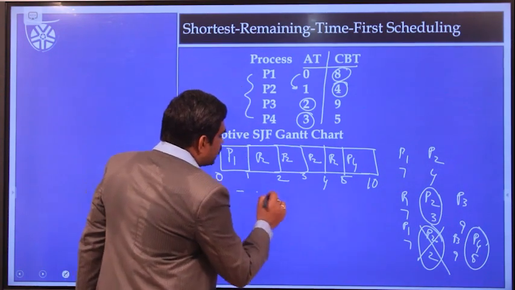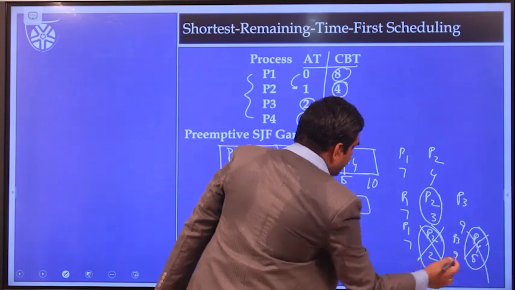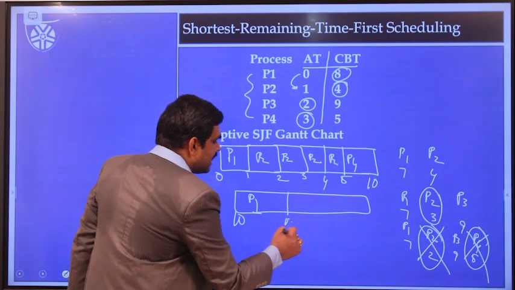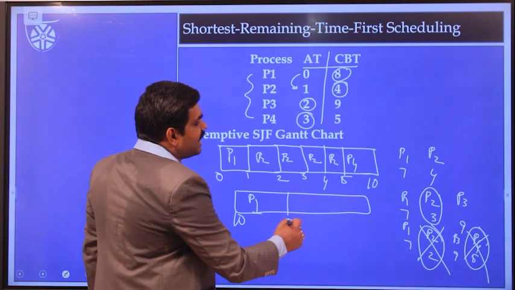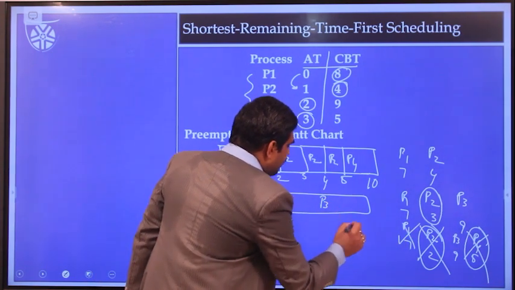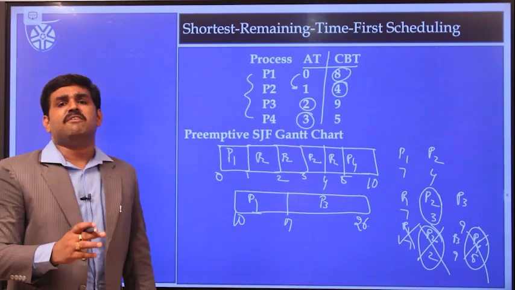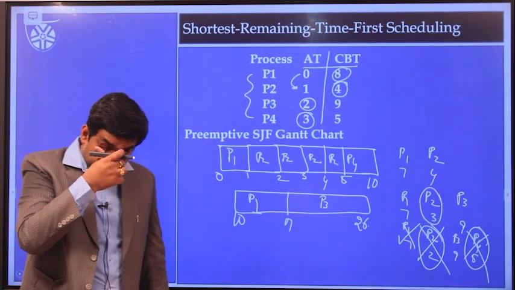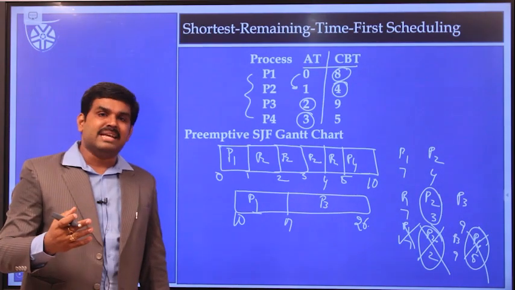Then which process is going to get the CPU next? Next, immediately I am going to assign the CPU to process P1. P1 is going to be assigned the CPU for 7 seconds. After 17 seconds, the execution of the process P1 will be complete. Then immediately I am going to assign the CPU to process P3. P3 is going to be assigned 9 seconds, means 26 seconds. After 26 seconds of time, all processes have completed the execution.